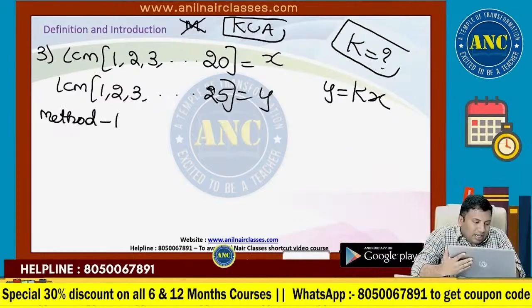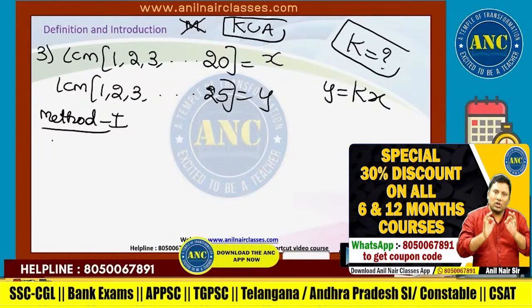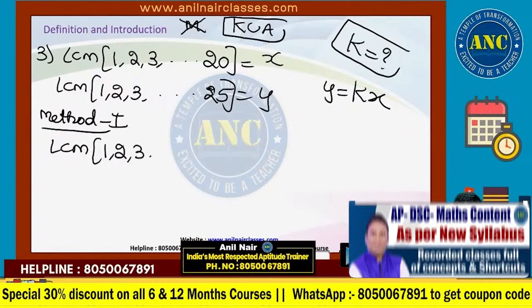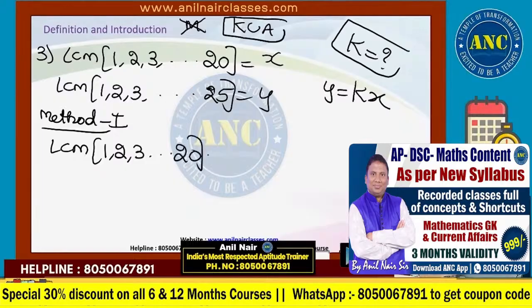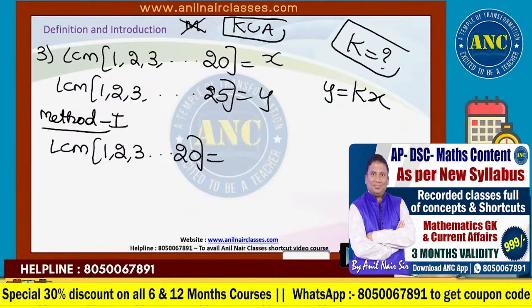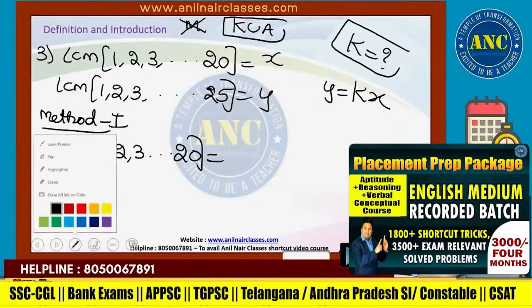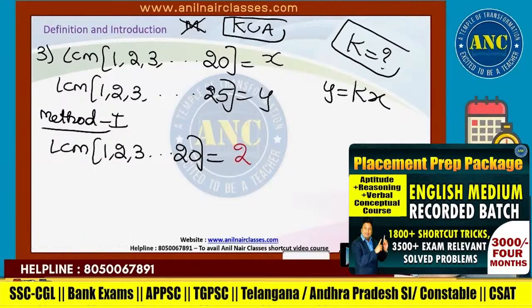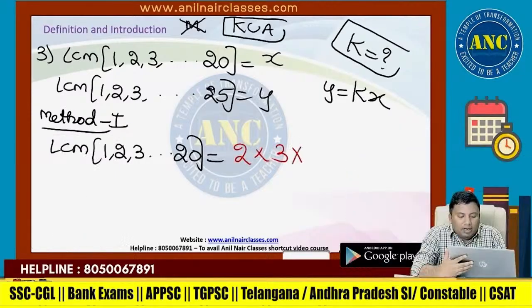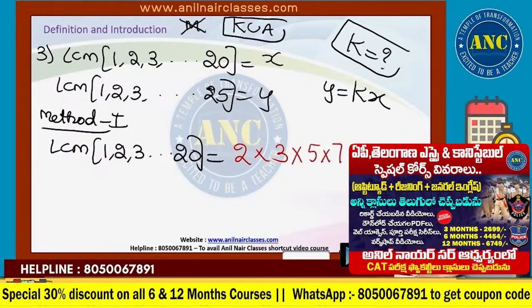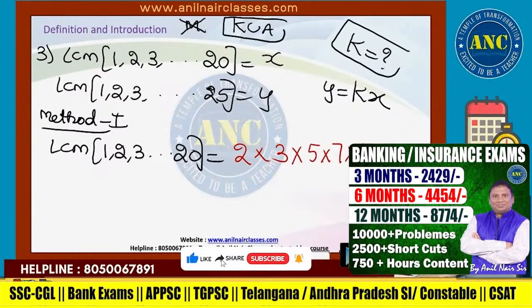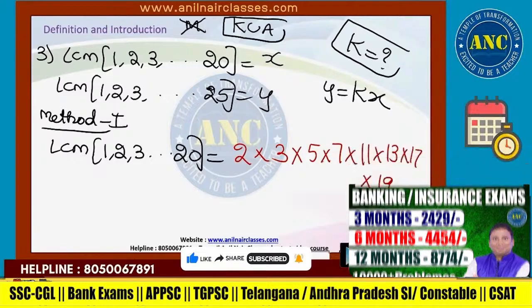Method 1. Listen carefully. How am I solving this question? LCM of 1, 2, 3 till 20. What are all the prime numbers till 20? 2 is a prime number, 3 is a prime number, 5 is a prime number, 7 is a prime number, 11 is a prime number, 13 is a prime number, 17 is a prime number, 19 is a prime number.